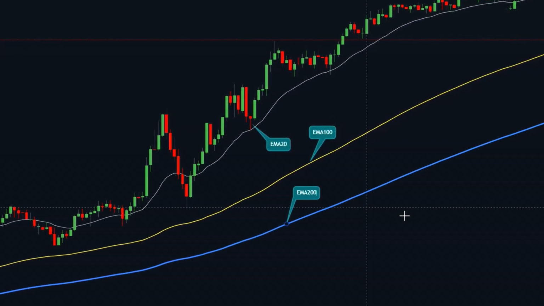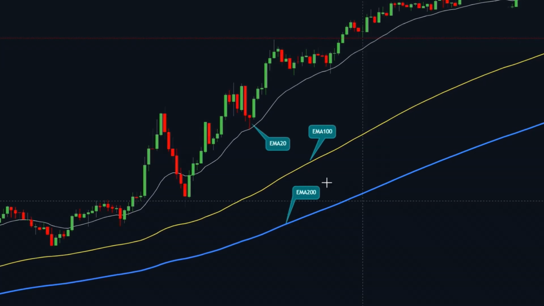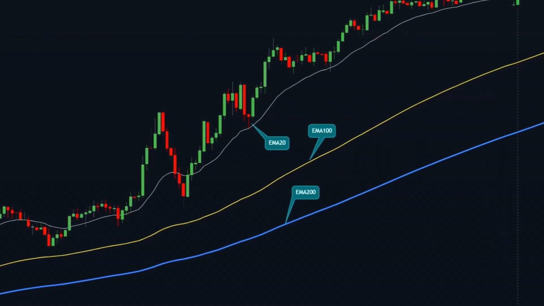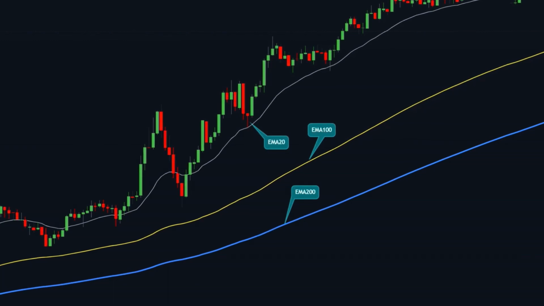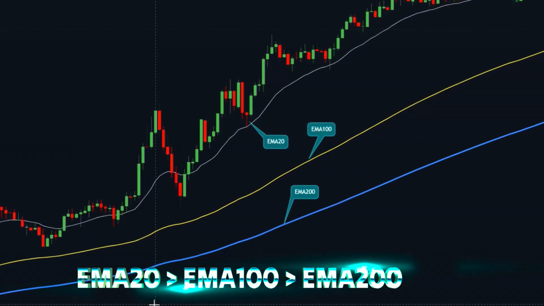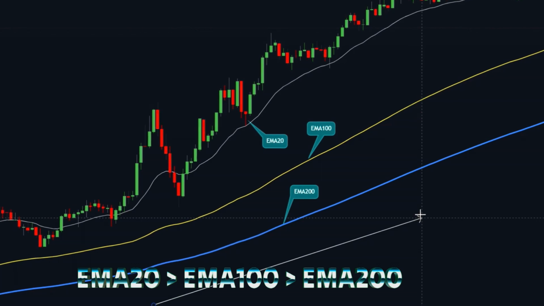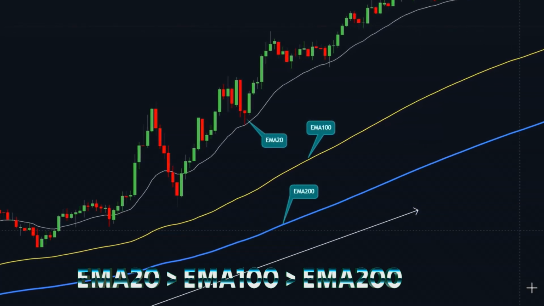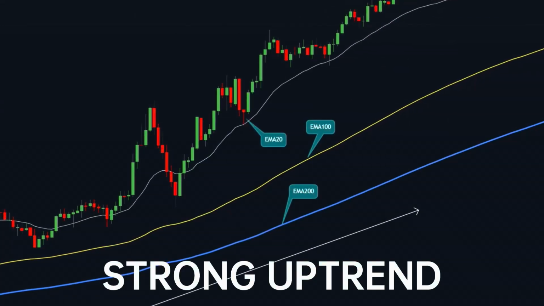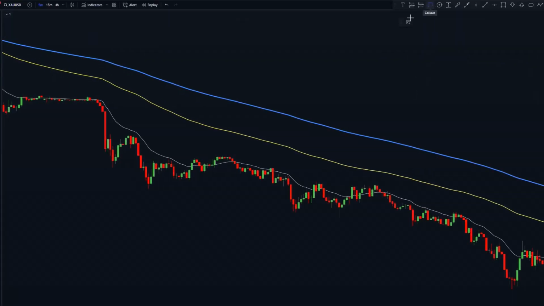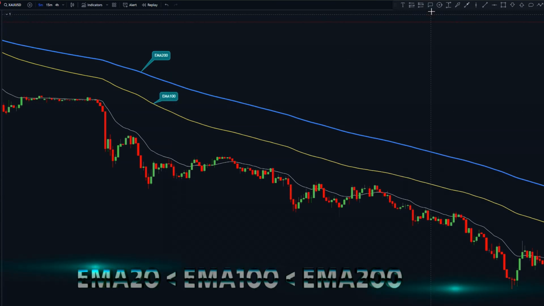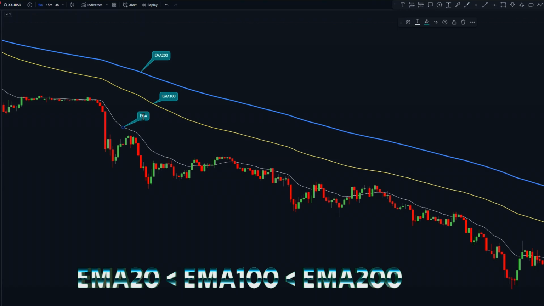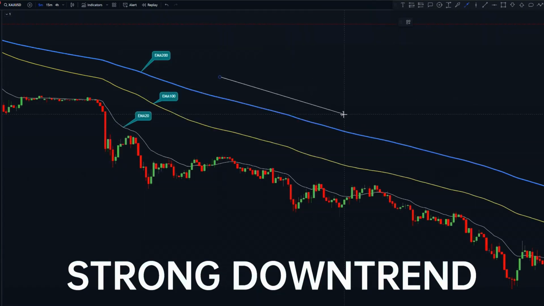So, an upward trend is identified when the price is above all three EMA lines, 20, 100, and 200. Additionally, the order of the EMAs should be 20 above the 100 and the 100 above the 200 EMA. This alignment indicates a strong upward trend across all time frames. A downtrend is identified when the price is below all three moving averages. In this case, the order of the EMAs should be 20 below the 100 and the 100 below the 200 EMA. This alignment indicates a strong downward trend across all the time frames.